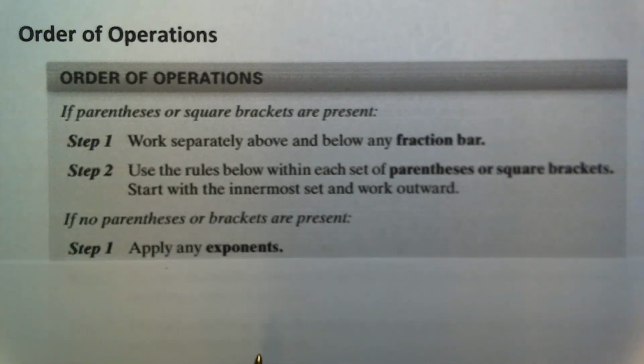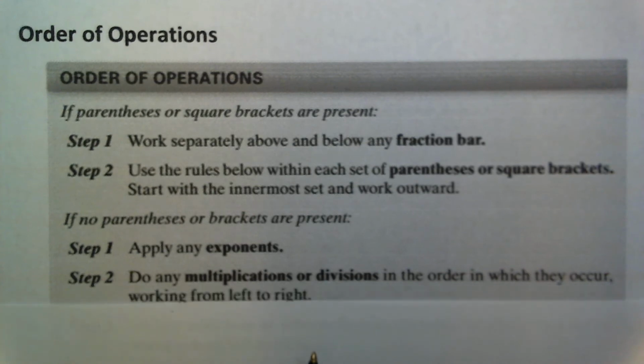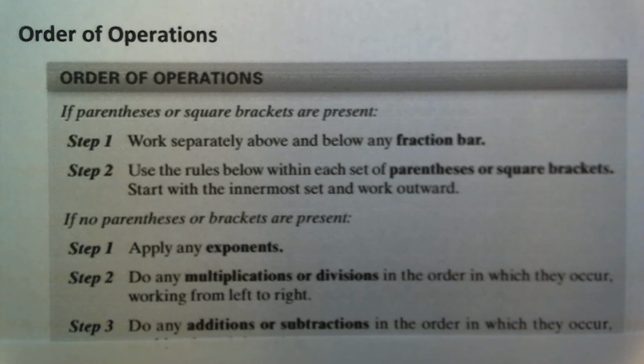If no parentheses or brackets are present, apply any exponents. Then do any multiplication or divisions in the order in which they occur, working from left to right. And number 3 would be do any additions or subtractions in the order in which they occur, working from left to right. And if you do this correctly, then your answer will be correct. And if everyone follows these rules, these order of operations, then everyone comes up with the same answer. In other words, we have predictable results.